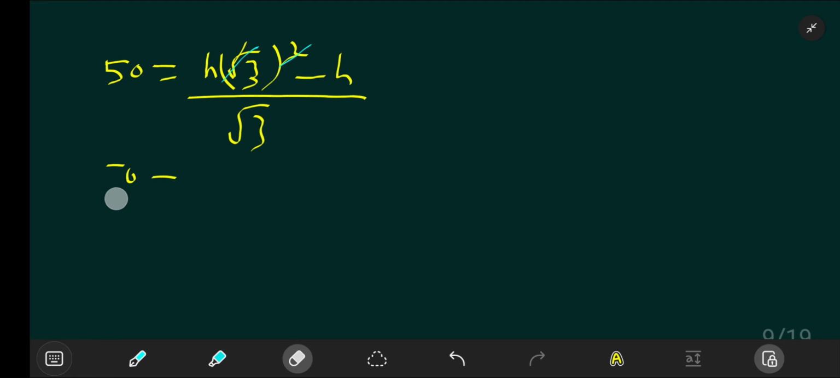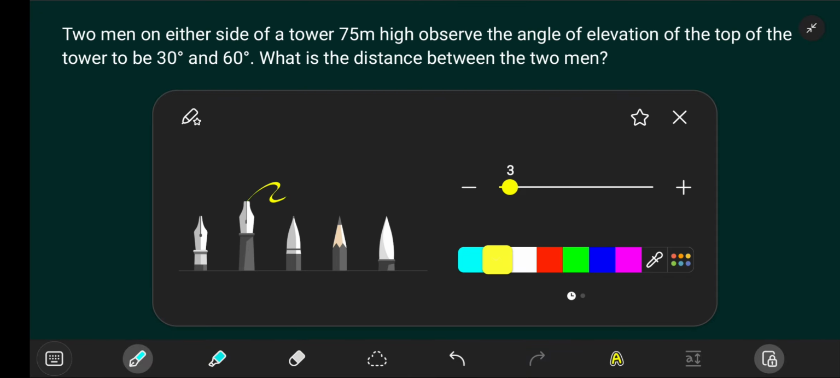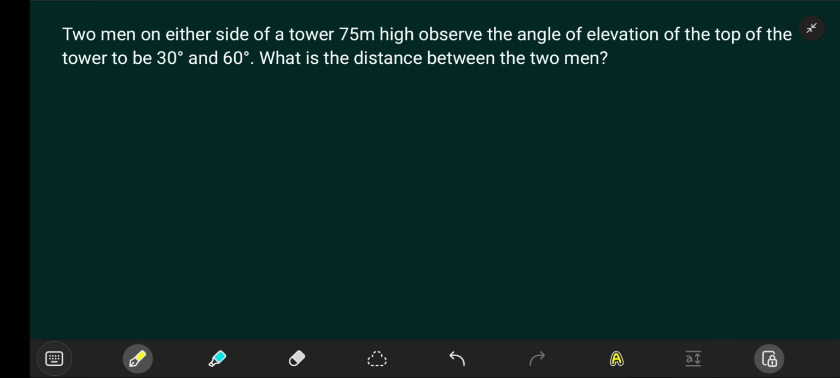Next question is like this. Two men on either side of the tower, 75 meters high, observe the angle of elevation of the top of the tower to be 30 degrees and 60 degrees. What is the distance between the two men? They are saying this in the question.